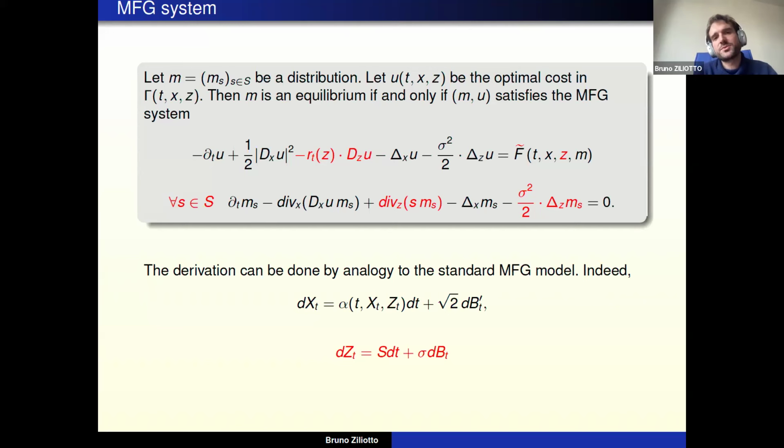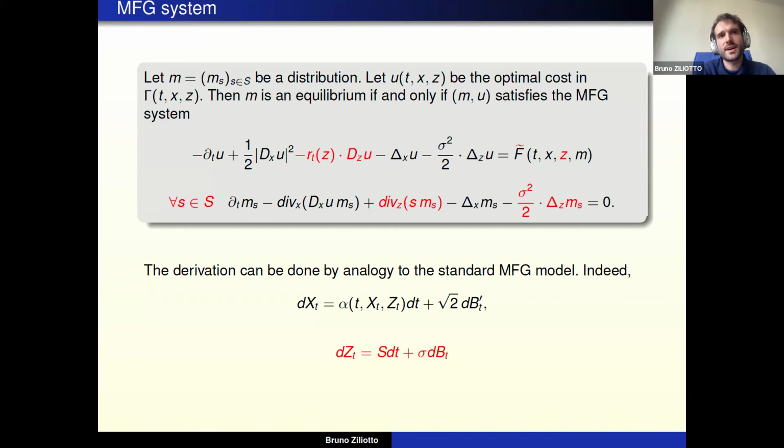So in some sense, you can, by analogy, say that S is a kind of fixed control that is independent of X, Z, and T. And therefore, when you put it into the Hamiltonian, the term that is associated to the derivative with respect to Z will just go out of the Hamiltonian, and you will just have this term S ∂_z u, but then you integrate with respect to S, and you obtain this term.